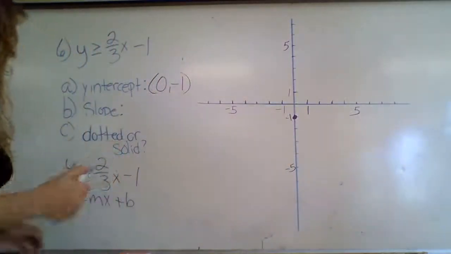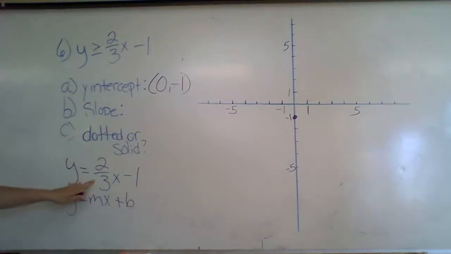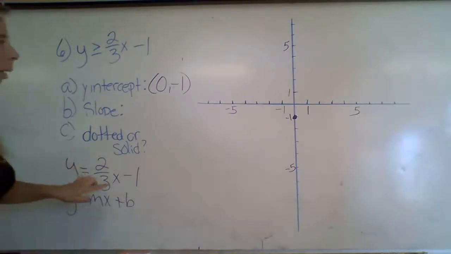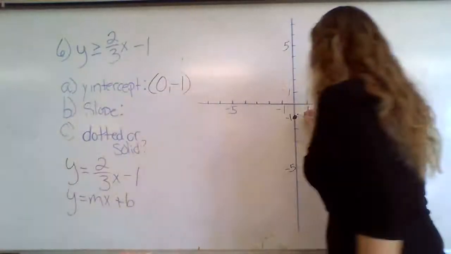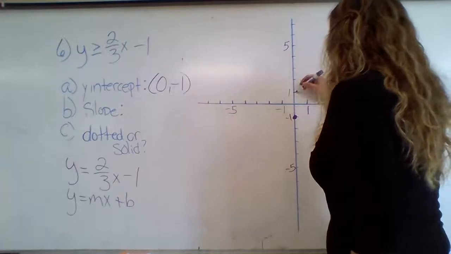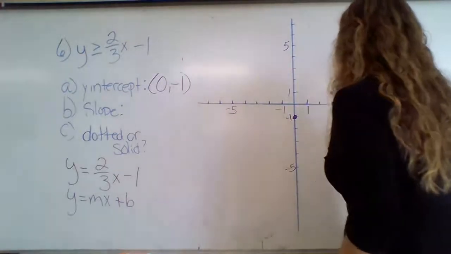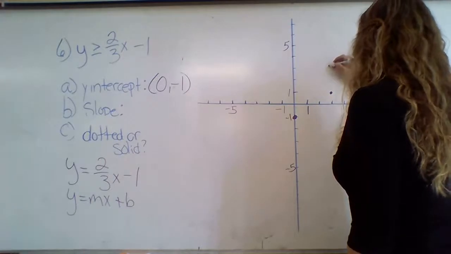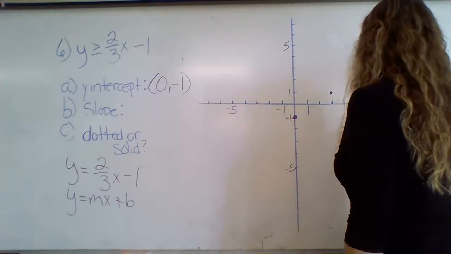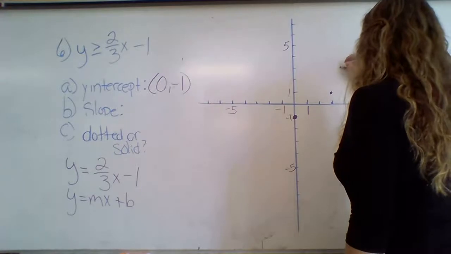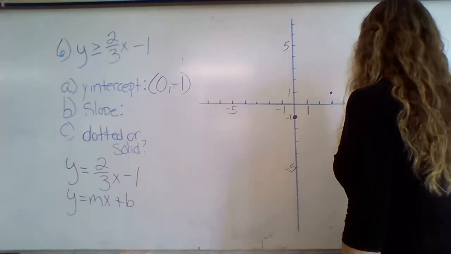So then our slope is 2/3. So remember, slope is change in y over change in x. So I'm going up 2 and over 3. Up 2, over 3. 1, 2, 3. Point. Up 2, over 3. Wait, I lost it. 1, 2, 3. Point.